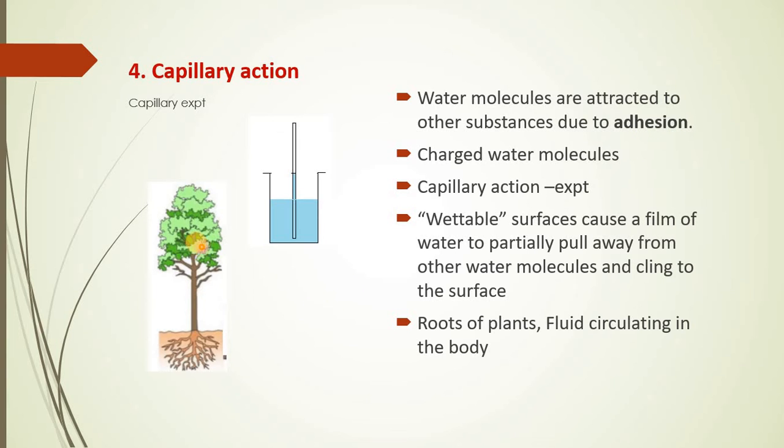Further, with reference to the physiology of plants, if I want to say, we can say that the wettable surfaces which cause a film of water to be partially pulled away from other water molecules will enable its migration or movement from the lower surface towards the upper. And this is the principle which helps us understand how the roots of the plant help in providing water and nutrients to various parts of the body.